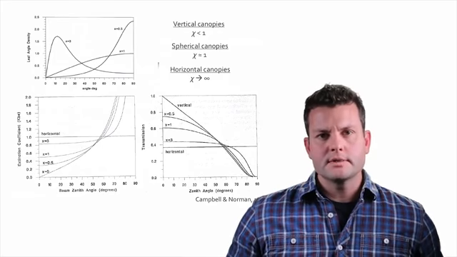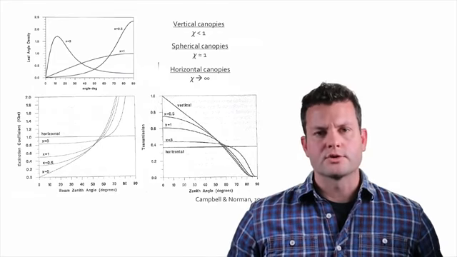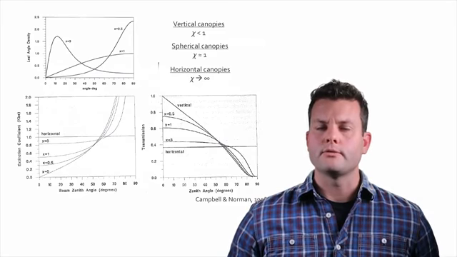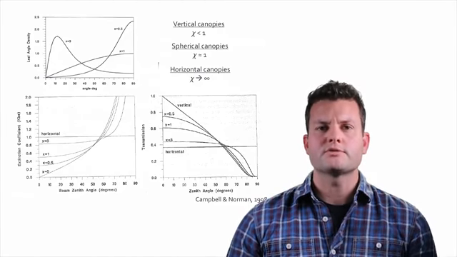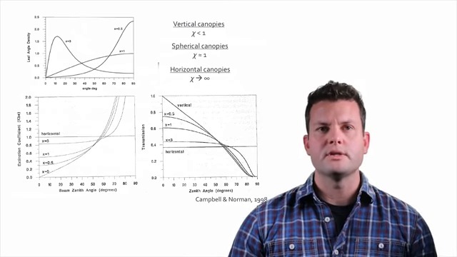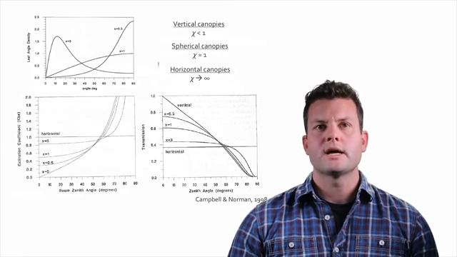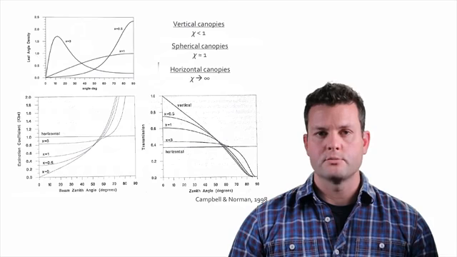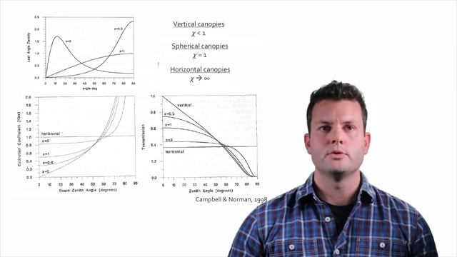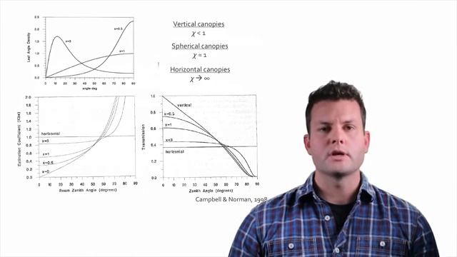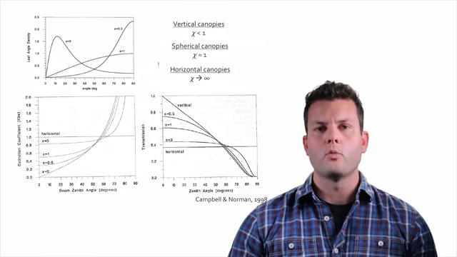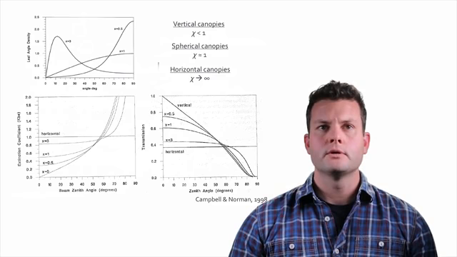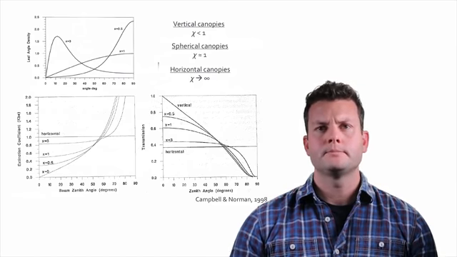Now this can be a source of error if we misestimate chi, but only in extreme cases. So if we're dealing in a canopy that has a highly horizontal distribution or highly vertical distribution, I'd say if you're not working in either of those extremes, then a chi value somewhere around 1 is going to be adequate for your estimation of LAI.